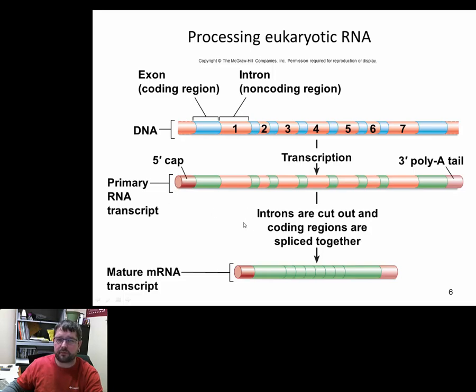A 5' cap is added, and a poly-A tail is added. Poly-A just means a bunch of adenines are added to the end. And now you have a mature mRNA transcript. This is what can leave the nucleus. This is what's going to encounter the ribosomes. This molecule, not this one up here.